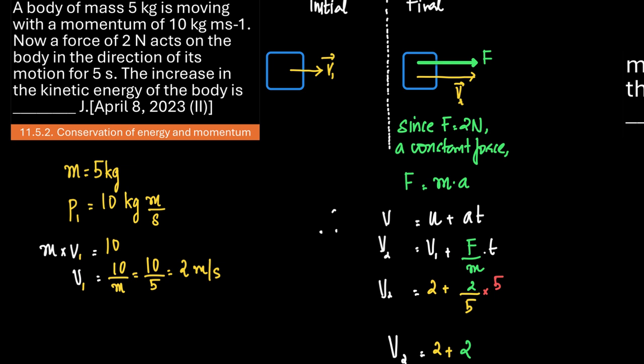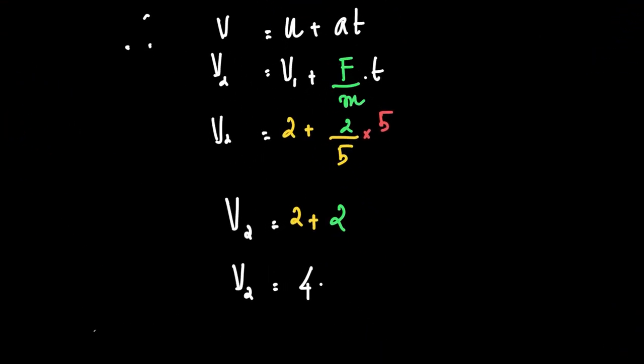Yeah, so force is given to us as 2 Newton, mass is 5 kilogram, and the time is 5 seconds. So this is into 5. Therefore, what we get is V2 is equal to 2 plus 2 by 5 by 5 is 1. So 2 plus 2 is 4. Therefore, V2 is equal to 4 meter per second.